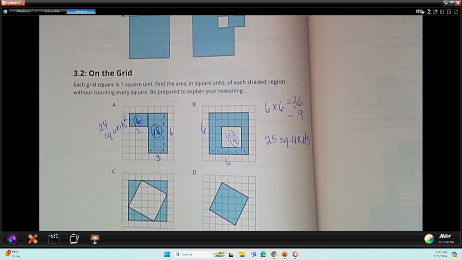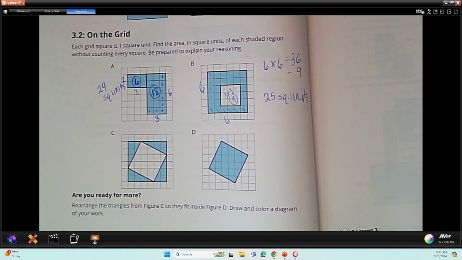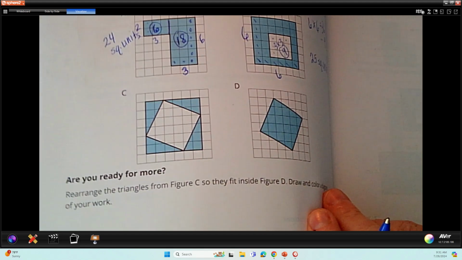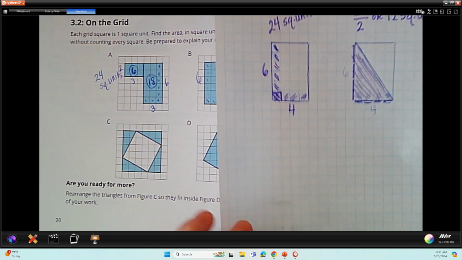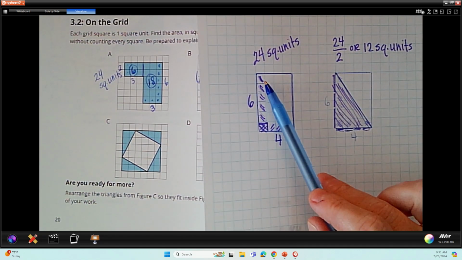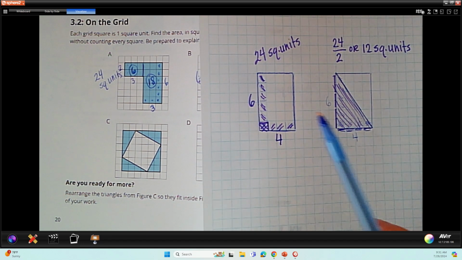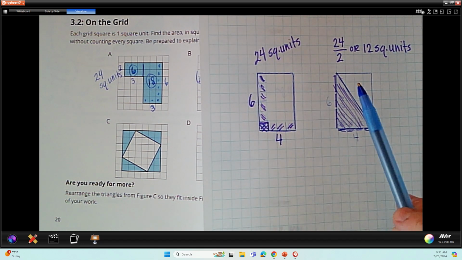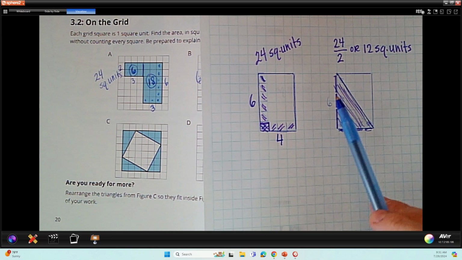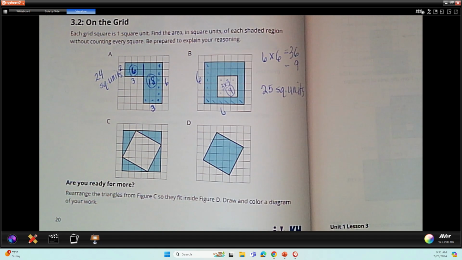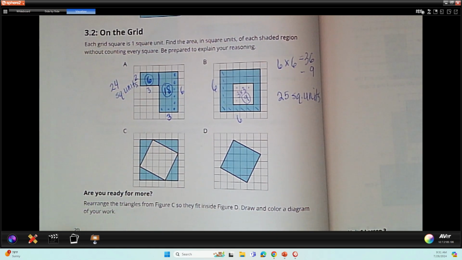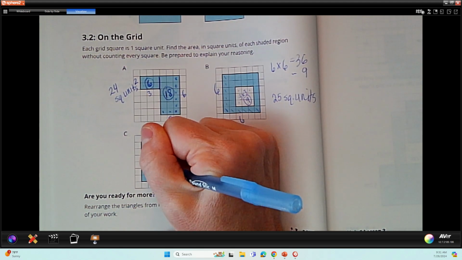Okay, now these last two are very tricky. This goes back to our rectangles. I'm going to remind us that when we have a rectangle, half of the rectangle makes a triangle. So if you know the area of the rectangle, then you know the area of the triangle, which would be half of that. All right, so what we have here is we have a bunch of rectangles, and I'm just going to show you.